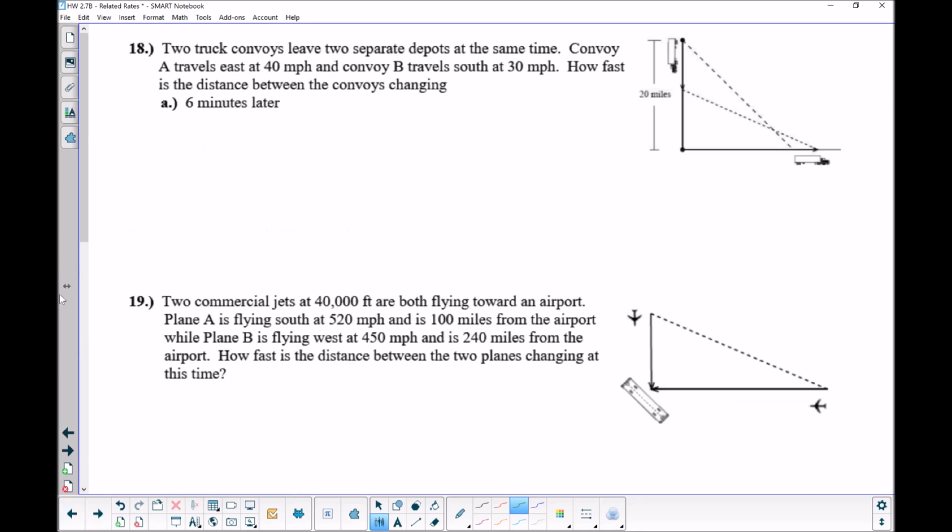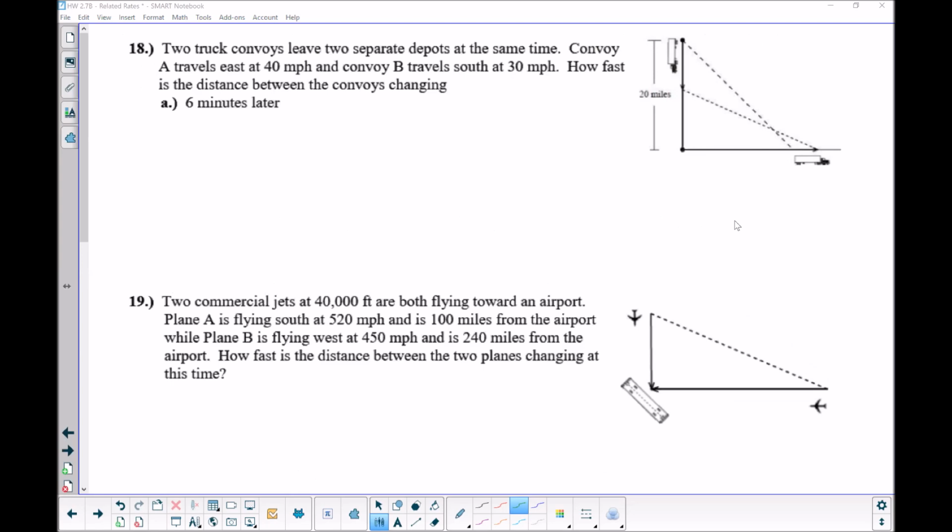Okay, we are moving on to number 18. Hey, good buddy. Two truck convoys leave two separate depots at the same time. Convoy A travels east at 40 miles per hour. Convoy B travels south at 30 miles per hour. How fast is the distance between the convoys changing? What? 6 minutes later? Boy, this problem was going pretty well for us, wasn't it? It seemed like a Pythagorean theorem type question until all of a sudden part A came in with 6 minutes later. So we'll deal with that in a second.